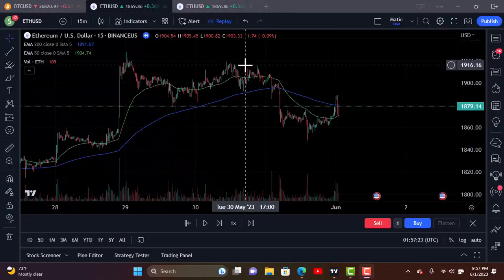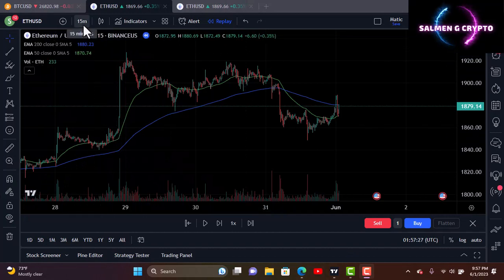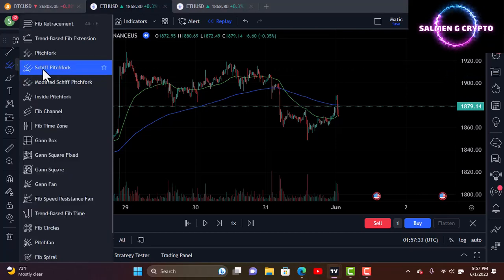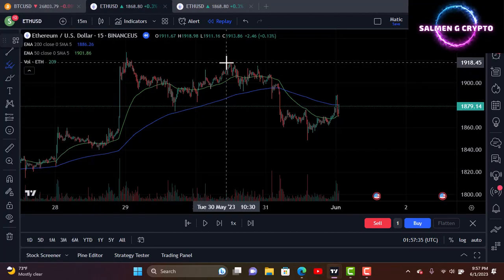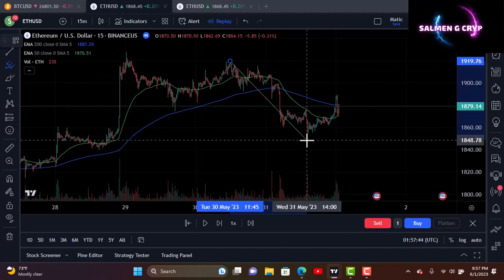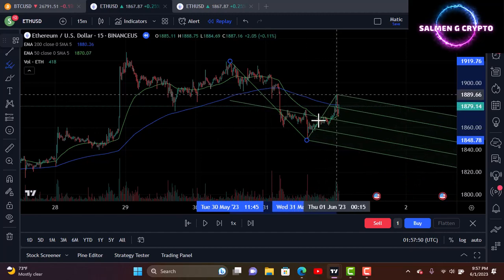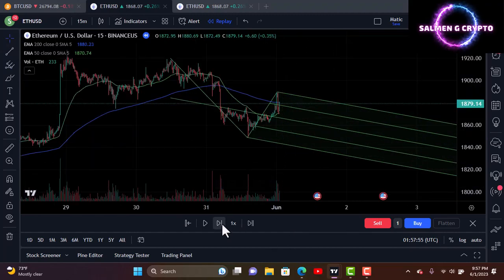This is how you identify price reversals on the smaller time frame. So first of all, you go to the 15 minutes time frame and then you take the shift pitchfork and then you go to the highest point on the chart, you take it to the lowest point of the move and then you drag it to the next high. So let's see how this played out.